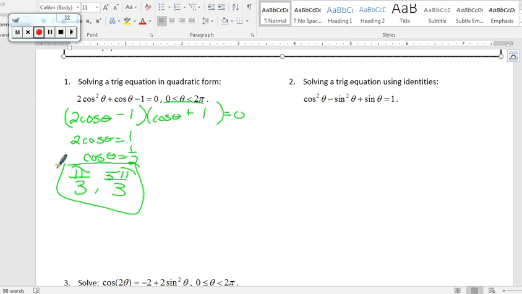For the other piece here, cosine theta would be set equal to -1. Where is the x -1 on our unit circle? And that is at pi.